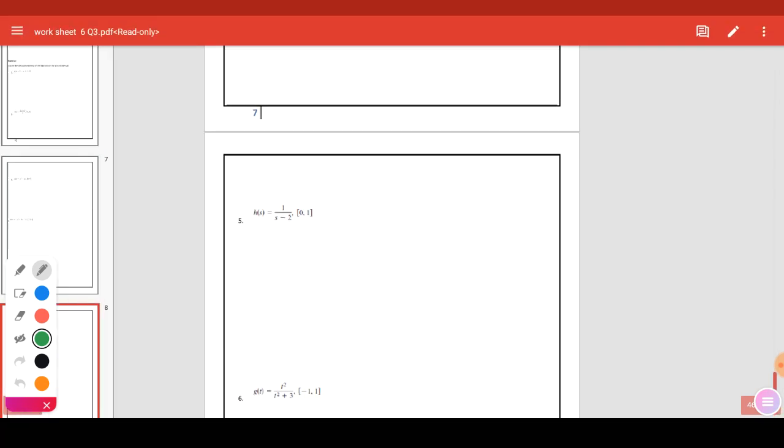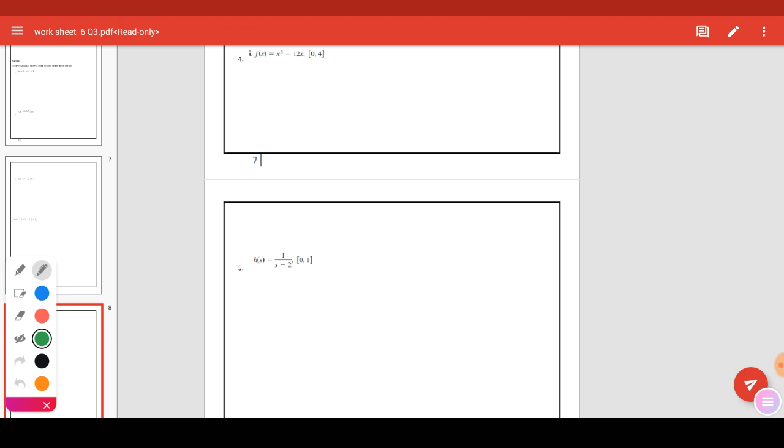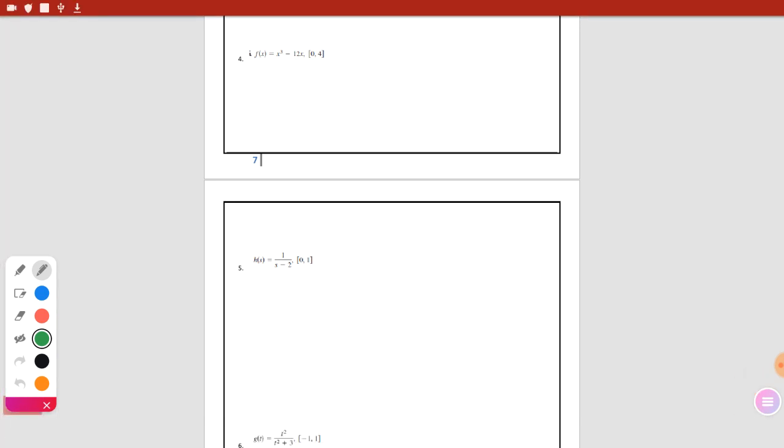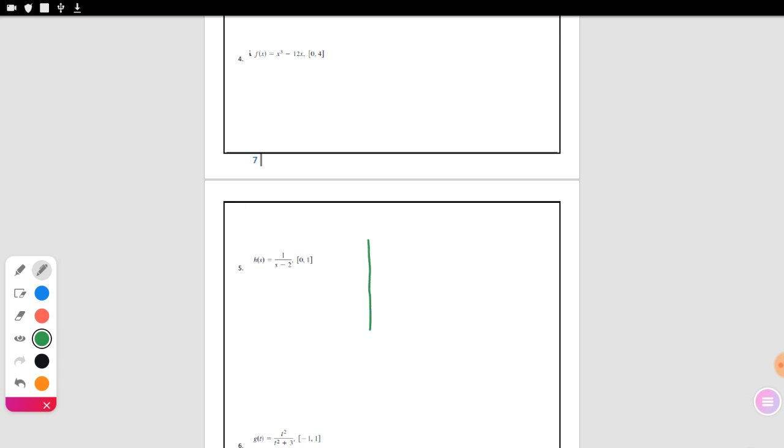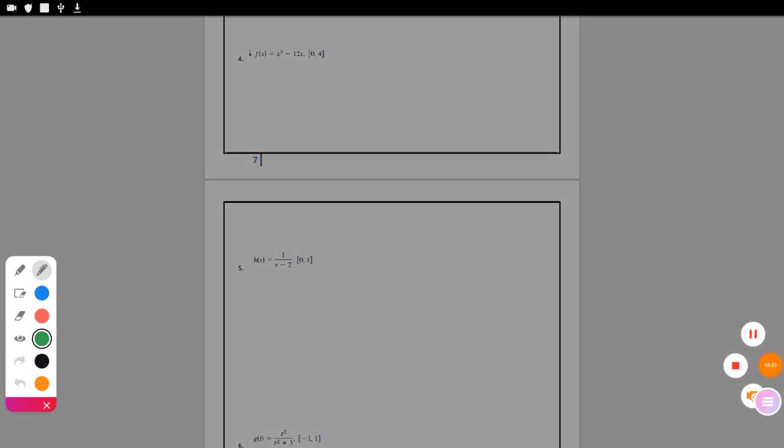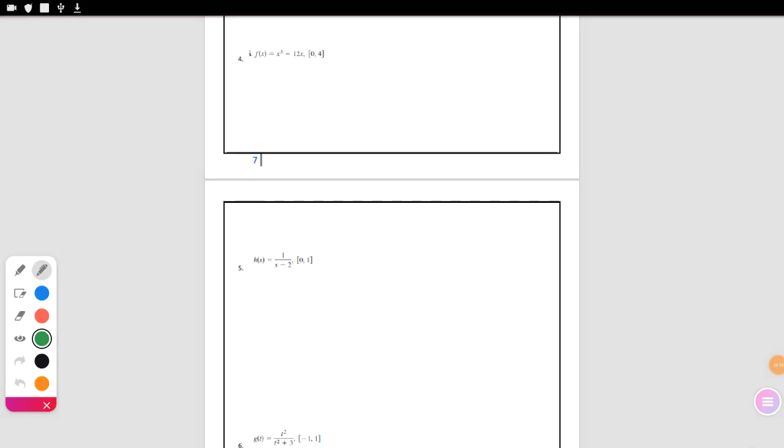Number 5 is different because it is not defined at 2, but 2 is not included already in the interval. So I will not consider it as a critical number because it is not included here in the interval, and the function is undefined there. Try to solve it as homework and check the answer in the model answer of the sheet from the revision.